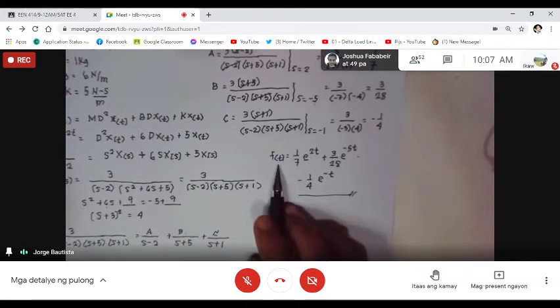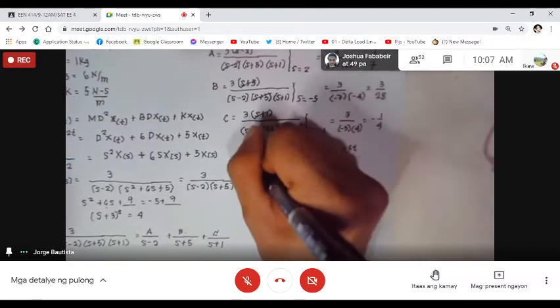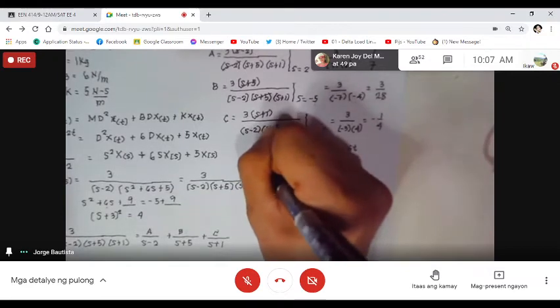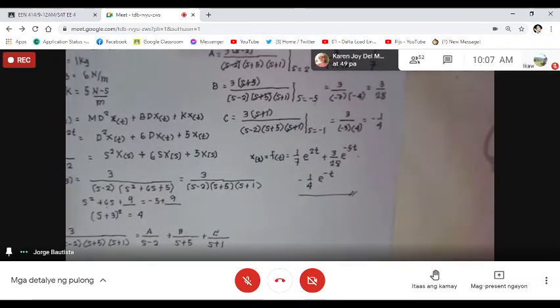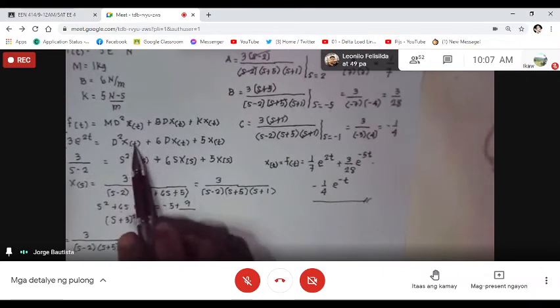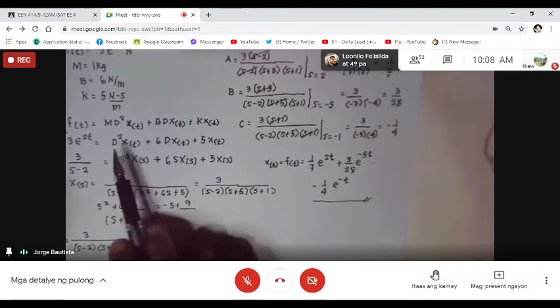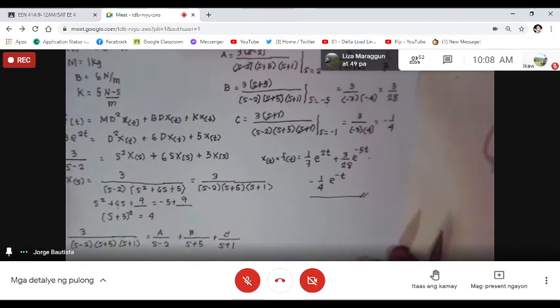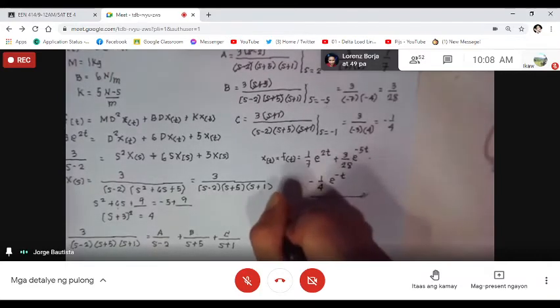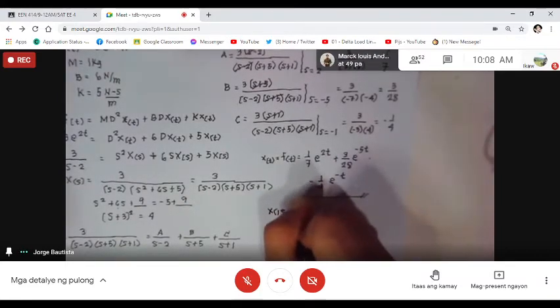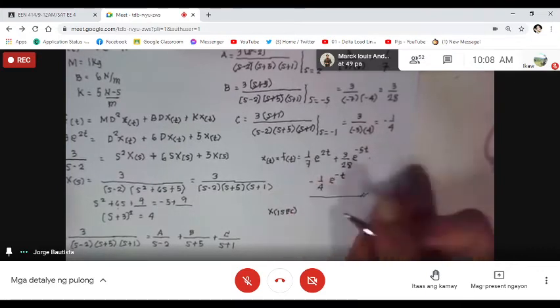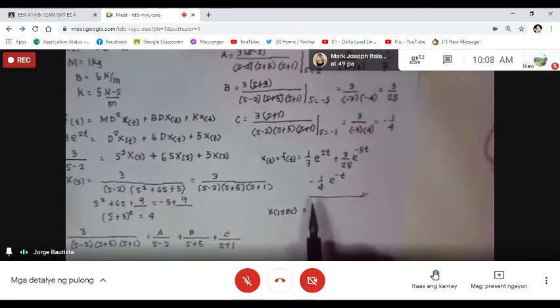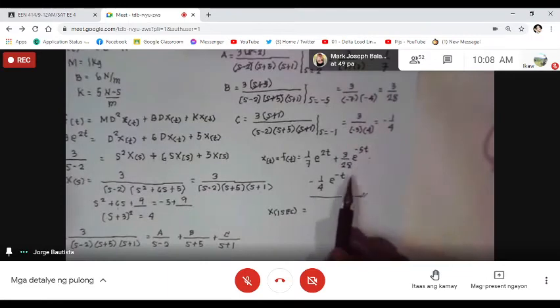Actually, hindi yan f of t. That is x of t. Yan. X of t yan. Okay? Kasi ang function natin x eh. Diba? Ang variable natin x. Yan yung hinahanap. Okay, so halimbawa, hinahanap siya na nasaan na kaya siya ng 1 second. So, halimbawa, 1 second. So, i-substitute nyo lang yung value ng 1 second dito. Mahanap nyo na kung nasaan na siya.